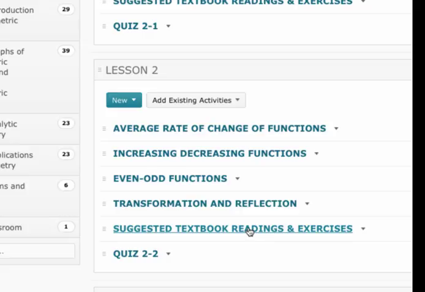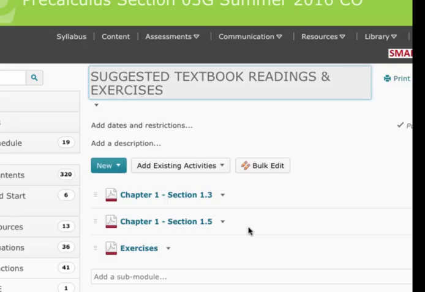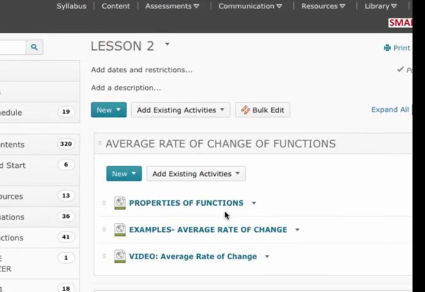Your textbook readings and exercises. So again, the important thing is that you're reading, okay, then you're doing the exercises. Keep all of that in mind. All right, so that was lesson 2.